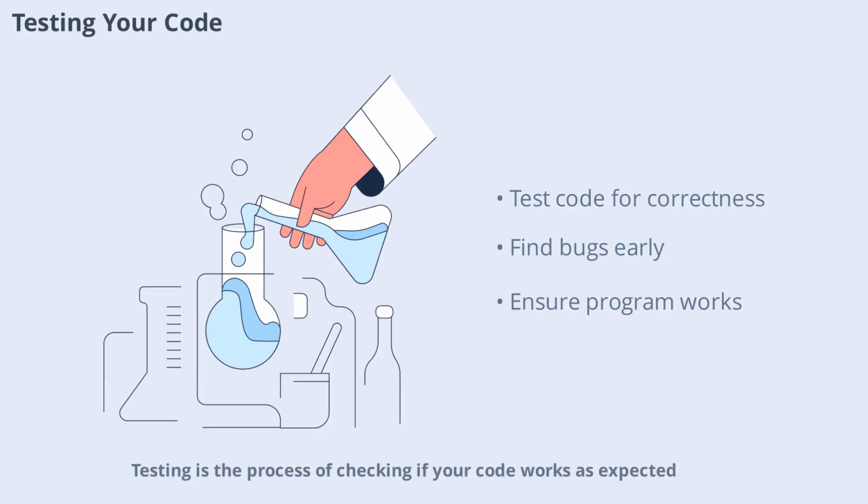Testing is the process of checking if your code works as expected. You can write tests to automatically check different parts of your program or test it manually by trying different inputs. Testing helps you find bugs early and ensures your program does what it's supposed to do.